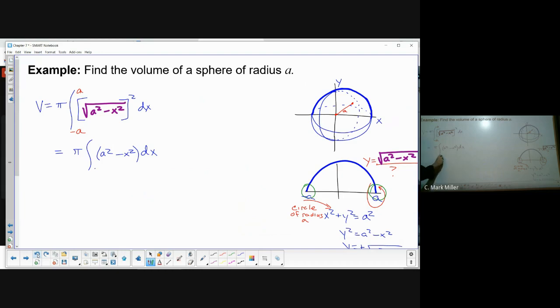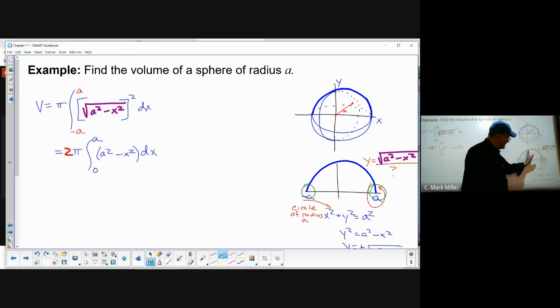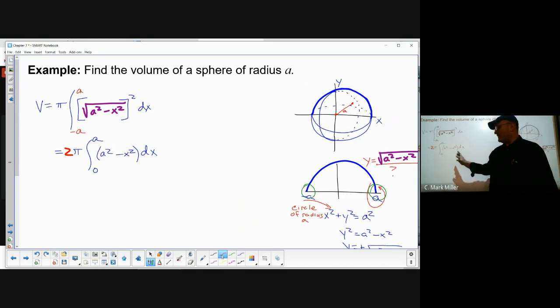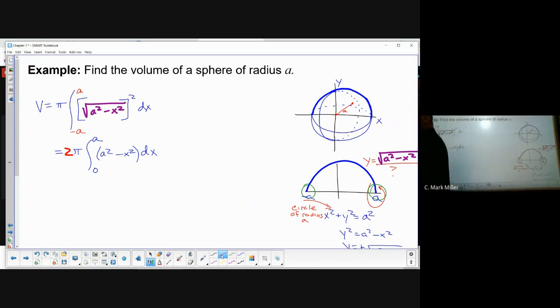How about going from 0 to 1? Did I say 1? Oh, I did not say 1. A. And put a 2 out here. So it's as if I'm revolving just the right half of that circle. And zeros are easier to plug in usually, right? Now, you don't have to do that. That's optional. But bottom dwellers, we like it.